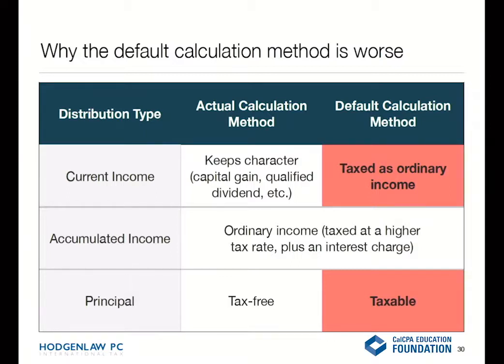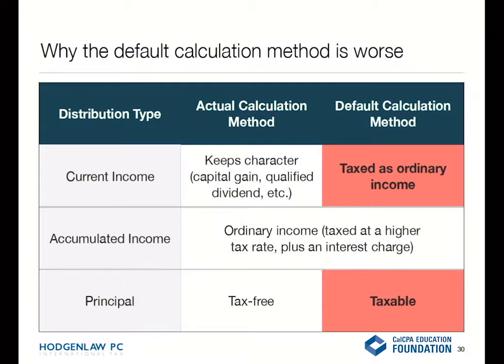So looking at the actual calculation method, your current income is going to keep the character that it has to the trust. In other words, if the trust has a capital gain and it distributes its current income that includes that capital gain, then the capital gain income to the trust will be capital gain income to the beneficiary. Same thing for qualified dividends and so on. If the trust distributes accumulated income and you're under the actual calculation method, that's going to be taxed kind of as ordinary income, but it gets a high tax rate and there's an interest charge added in, so it's kind of worse than ordinary income.